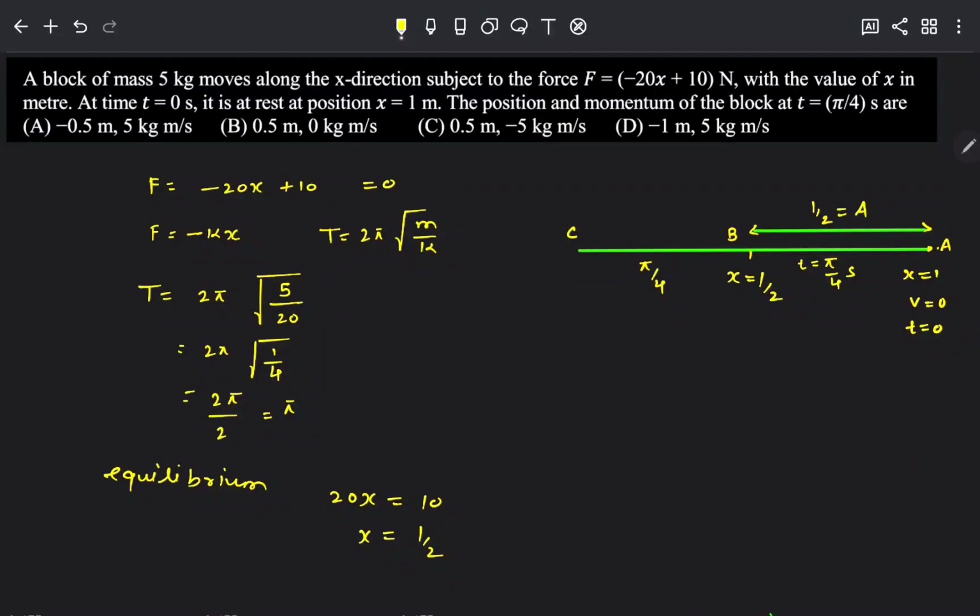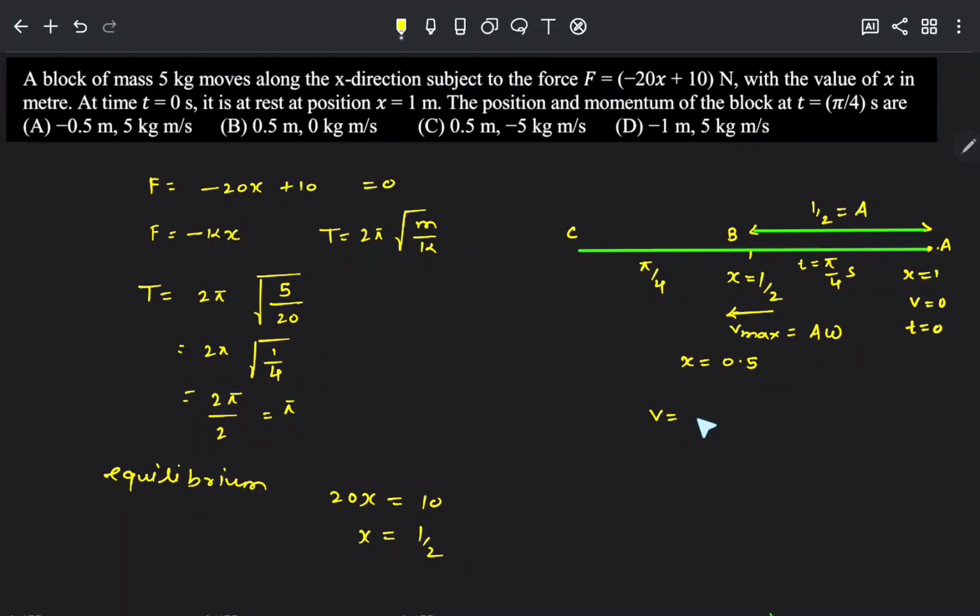They have asked us the position and momentum of the block at t is equal to pi by 4 second. At t is equal to pi by 4 second, x will be 0.5, and for the momentum you have to find v at position B. In pi by 4 second it has moved from A to B, so it will be at B position, and since this is the mean position, we know in SHM this is the position where it has the maximum velocity, and maximum velocity in SHM is equal to A omega.